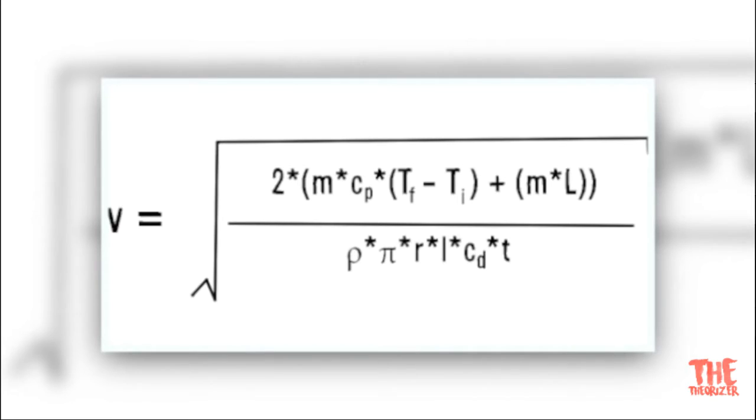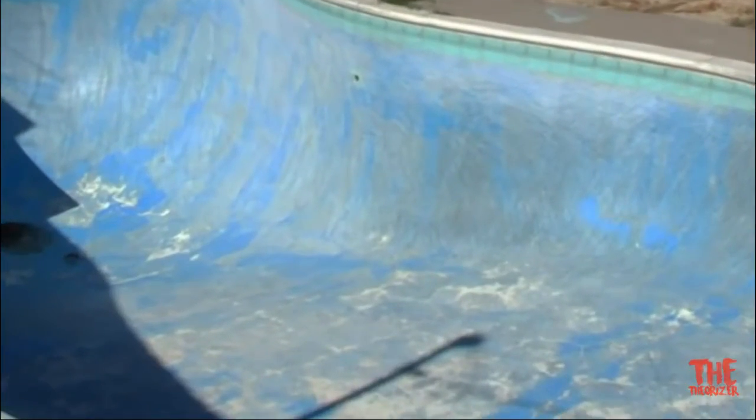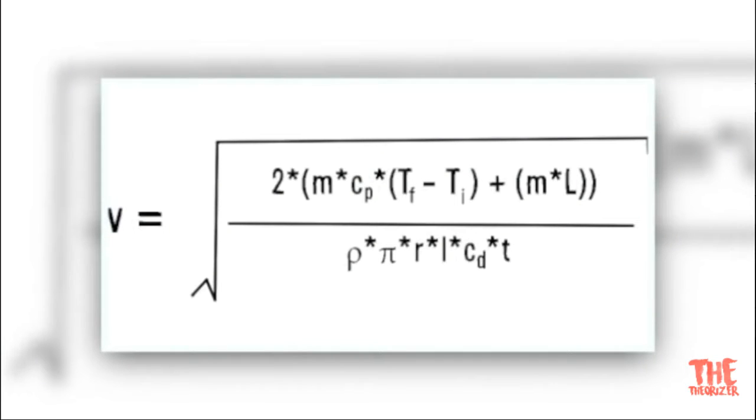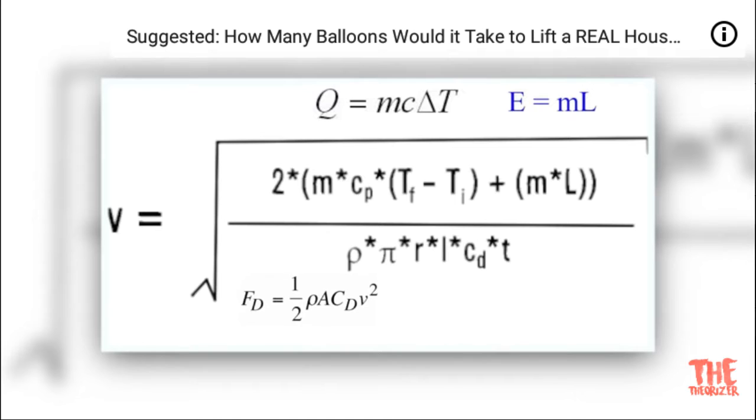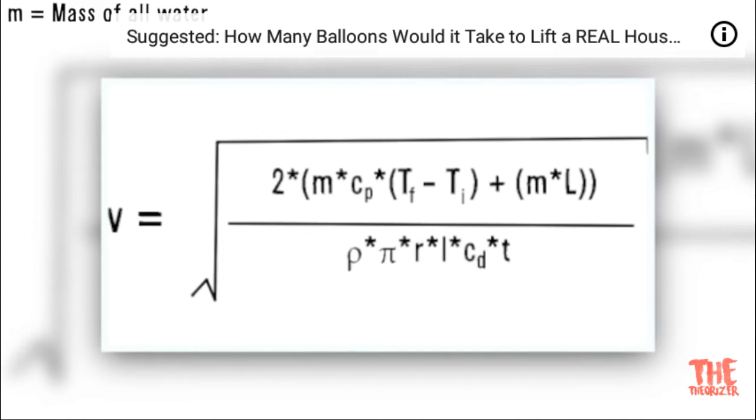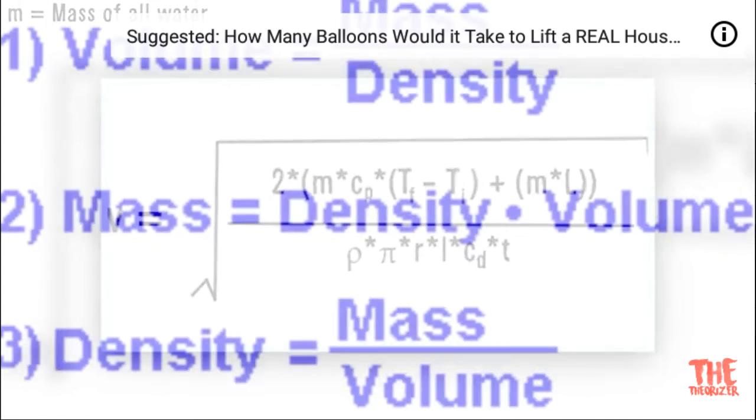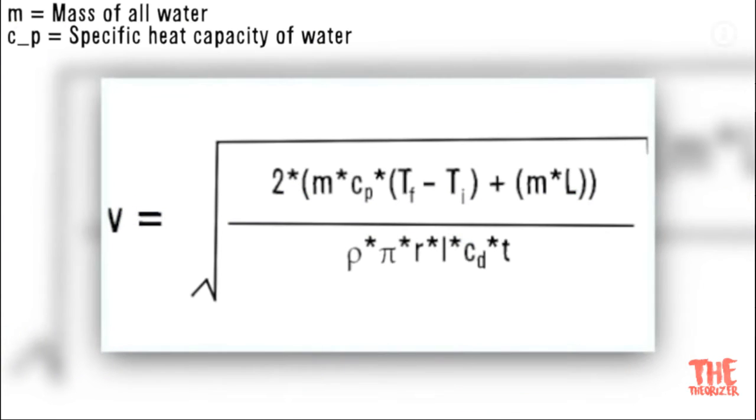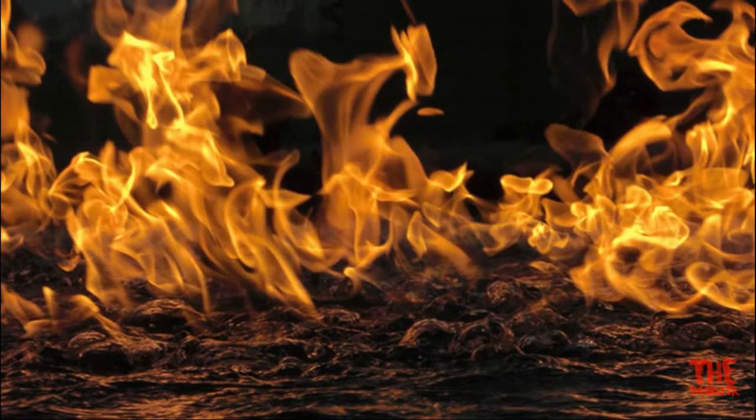It may look intimidating as this abomination, but it's pretty basic. It's just how fast you need to swim to evaporate all the water around you. Here you can see bits of the heat energy and evaporation energy, as well as drag. It's all just mixed in together. M is how heavy the water is. It's volume times the density of water. C sub P is just the specific heat capacity of water. How resistant is the water to various temperatures?